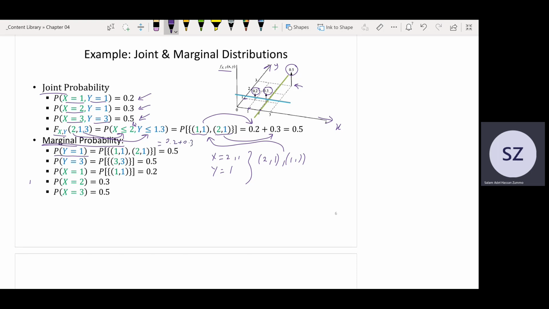What about the probability Y equal 3? When does Y equal 3? Only one time, when X equal 3. So basically this is the probability of this event, which is 0.3.